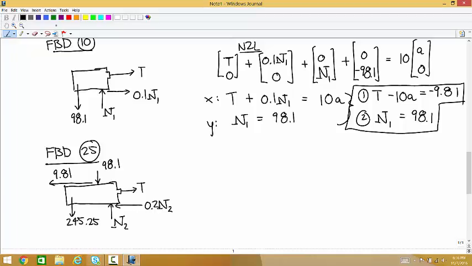Well, these two things here are the force vector on the 10 by the 25. And so if you want the force on the 25 by the 10, I thought the friction was going the other way.